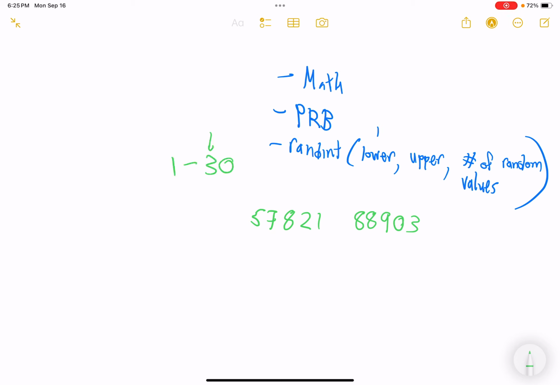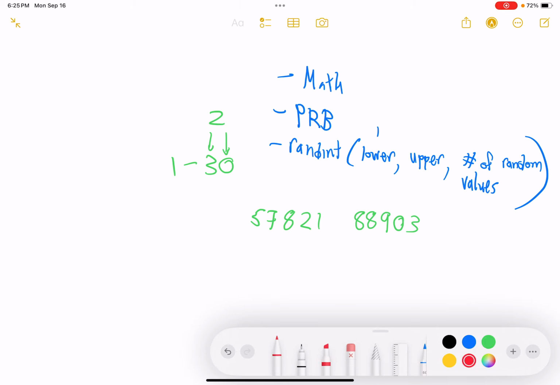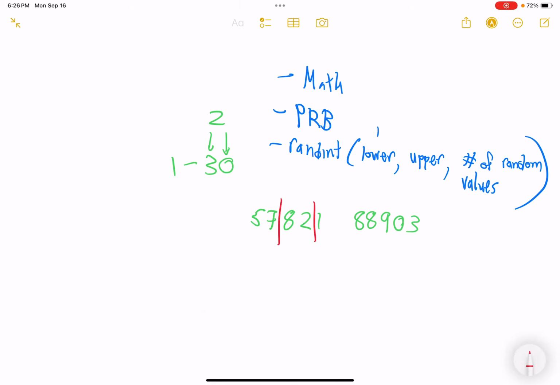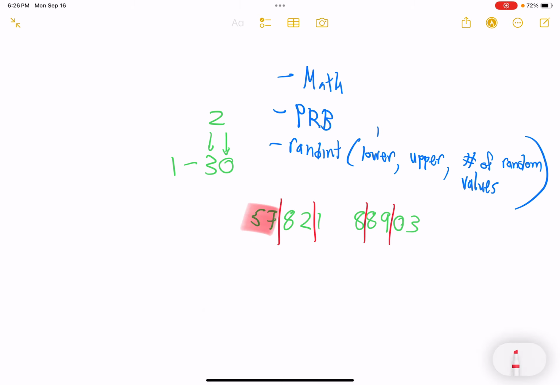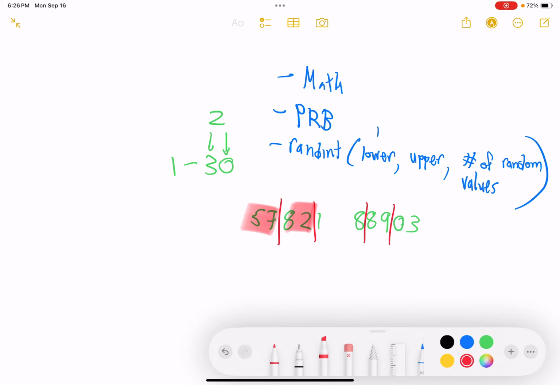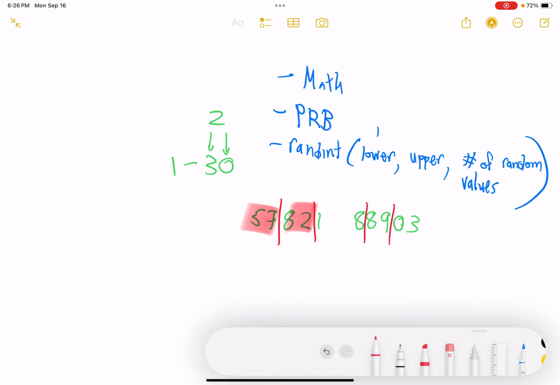The first thing you do is note the number of digits of your upper end. In this case, it's 2, okay? So that means every 2 numbers on my random table, I'm going to put a line. And what I do is I go through and I look at every number. 57. 57 is not between 1 and 30, so it is not going to count. 82, also not between 1 and 30. But 18, on the other hand, is between 1 and 30. So that will be my first random number.